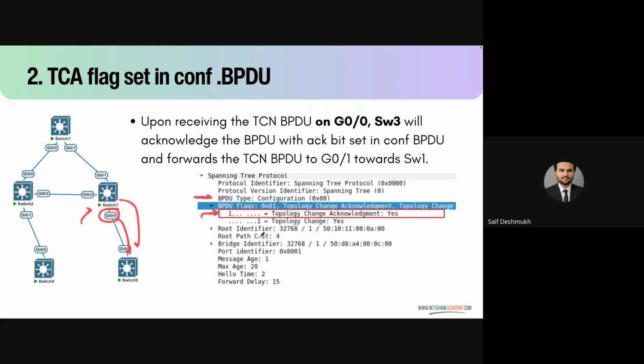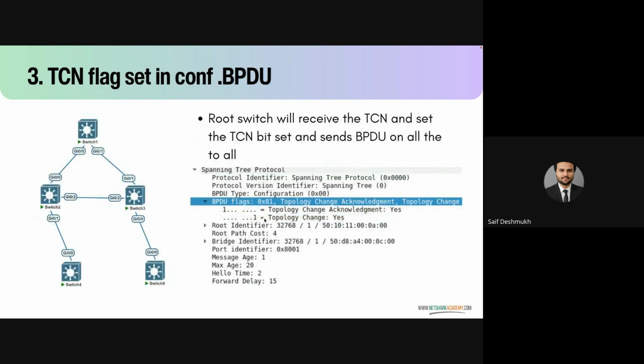How do we know this is switch 3's version? Look at this. It's telling the cost to the root bridge, this is the root bridge ID, and this is my ID, which is different from switch 1's. So this is the second step: TCA, topology change acknowledgement, has been set. Now switch 3 has also triggered a topology change. It needs to send it towards the upstream switch, until it gets to the root bridge.